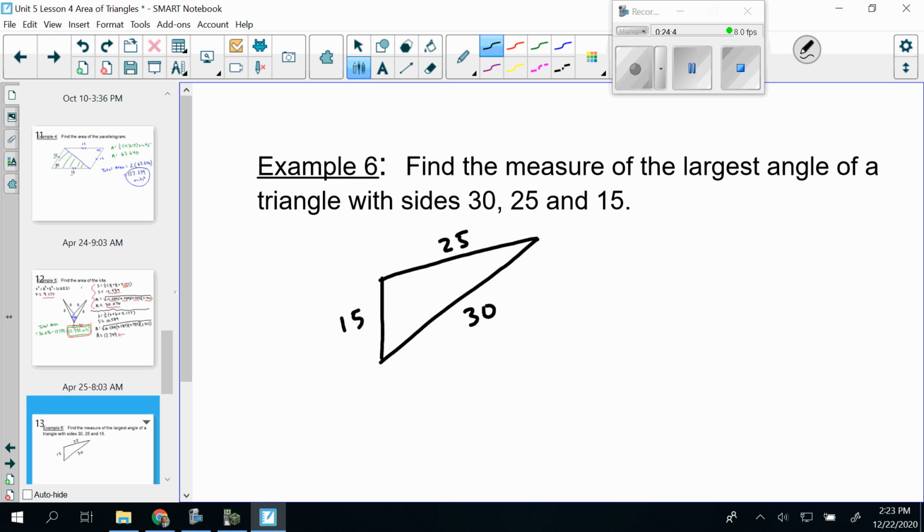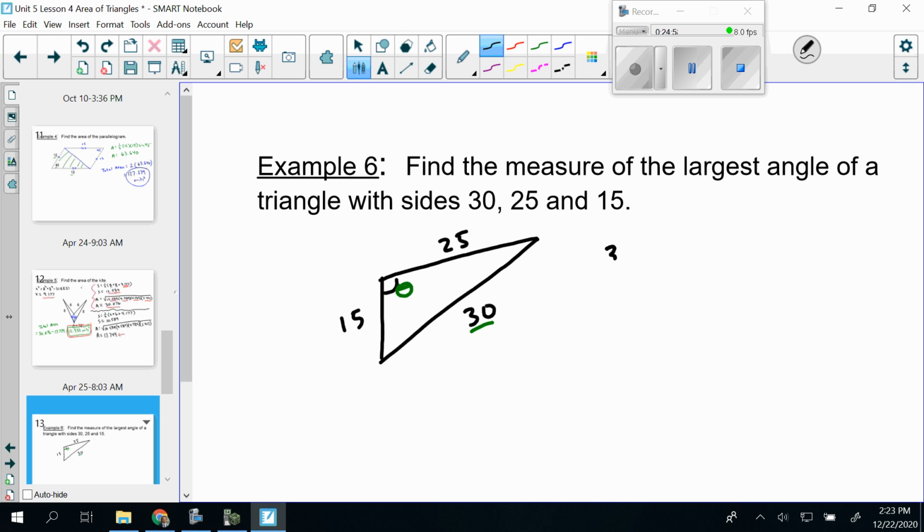Which is the largest angle? Well, you got to know in triangles, the largest angle is going to be opposite the largest side. Largest side is here, so we're trying to find that angle located right there. How do you find the angle given three sides? You can't do law of sines, so we'd have to do law of cosines.